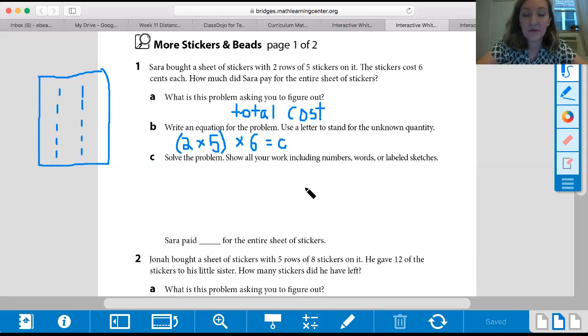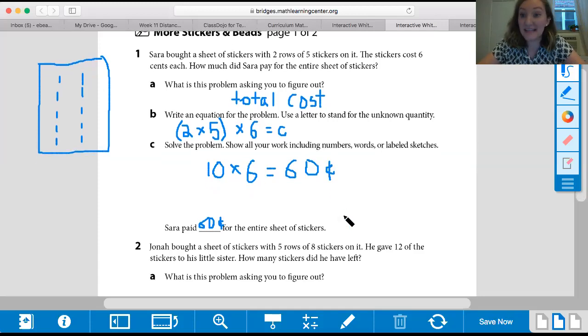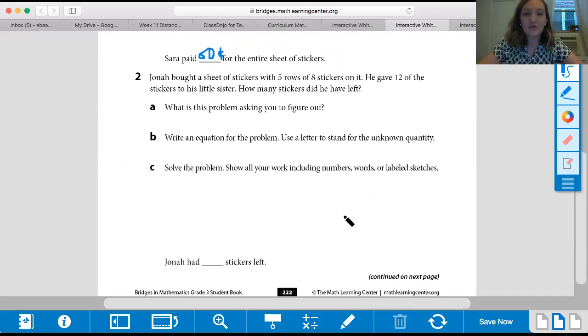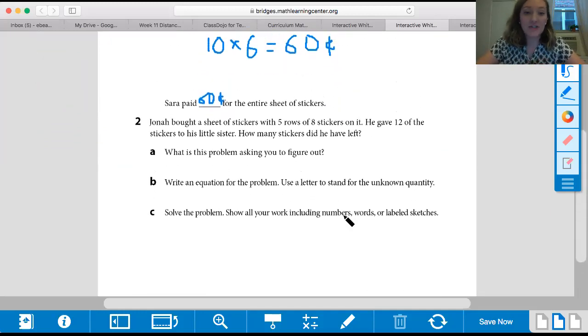All right, hopefully you did that work on your own. You should have got for 2 times 5, hopefully you remembered it was 10. And I hope that you wrote an equation that 10 times 6 equals 60, right? So how much did she pay for the entire sheet of stickers? She paid 60 cents. You can put a little C with a line through it, means cents. She paid 60 cents for the entire sheet of stickers. Nice. Number 2, Jonah bought a sheet of stickers with 5 rows of 8 stickers on it.